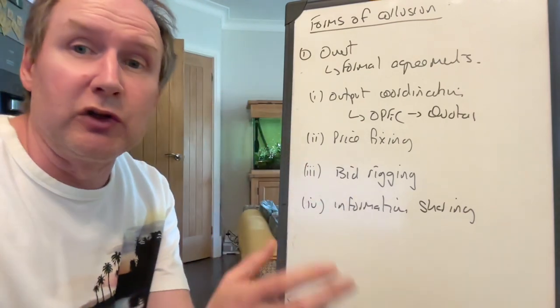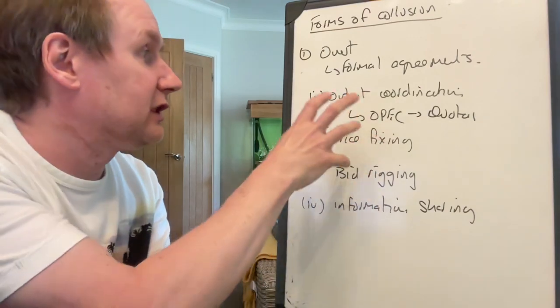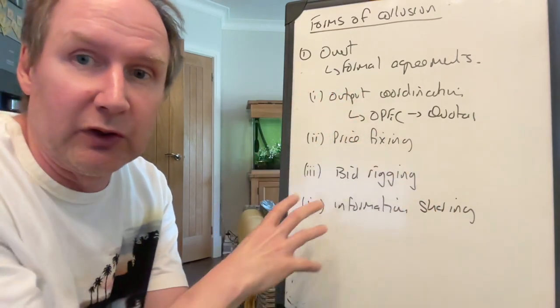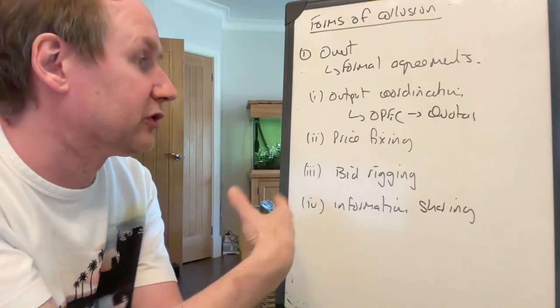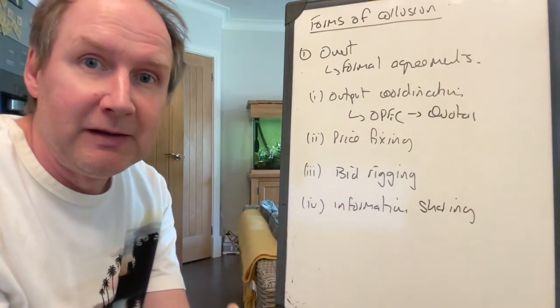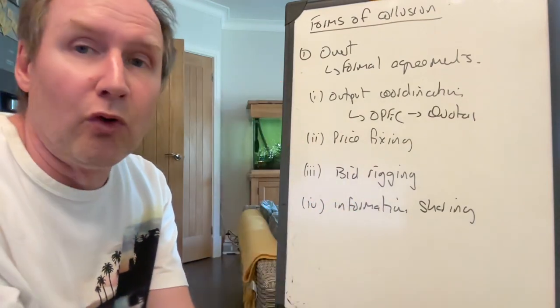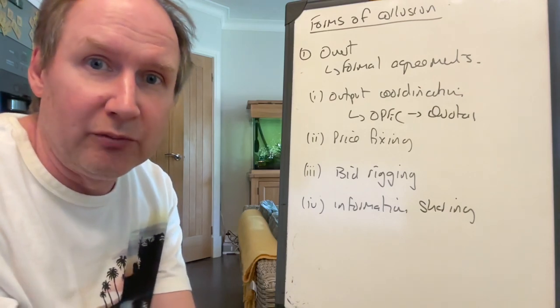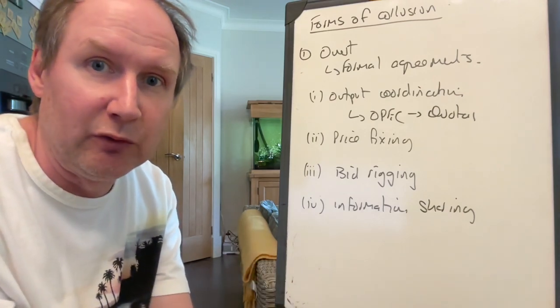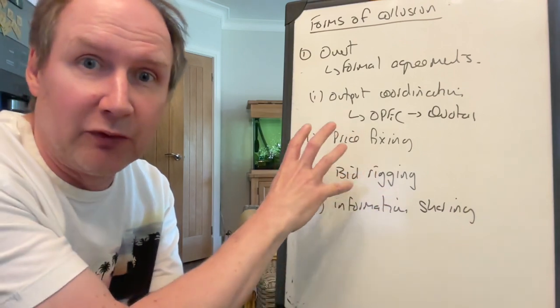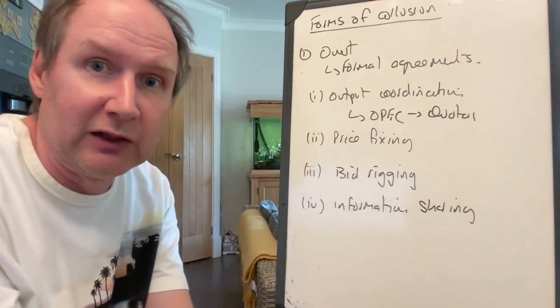So collusion can be either tacit or overt. Overt is these formal agreements that can cover things like price or output or just contract winning. All collusion is illegal, but tacit is much harder to prove than overt. Here, there's often records somewhere that regulators can find out about.